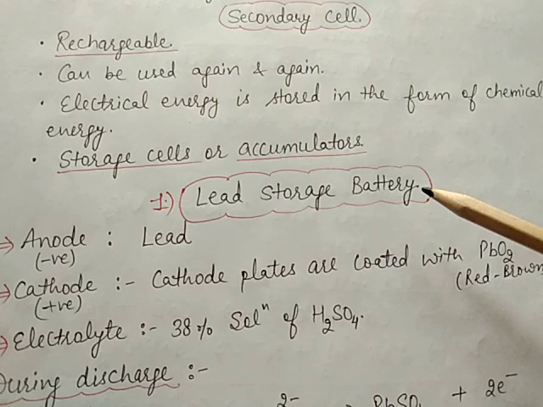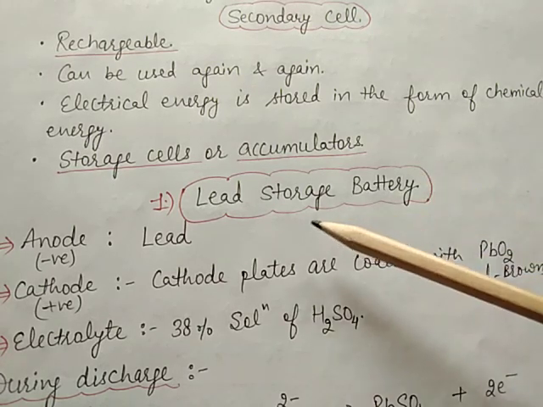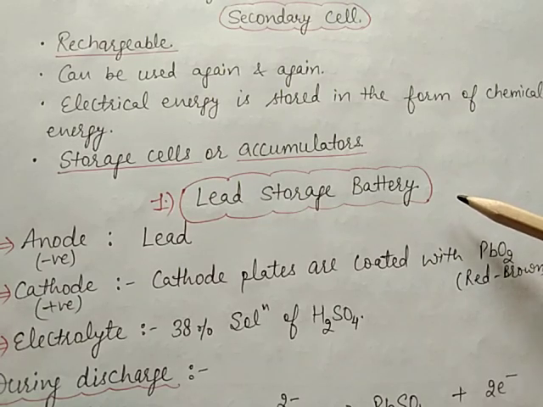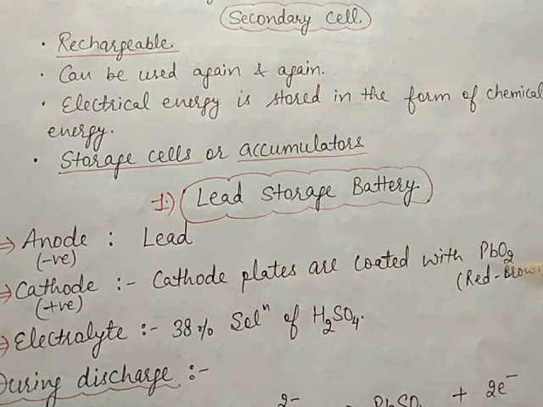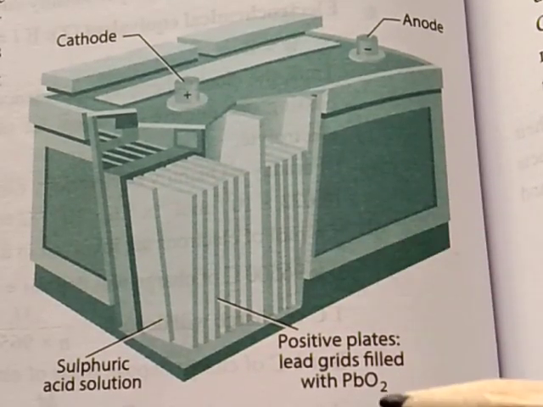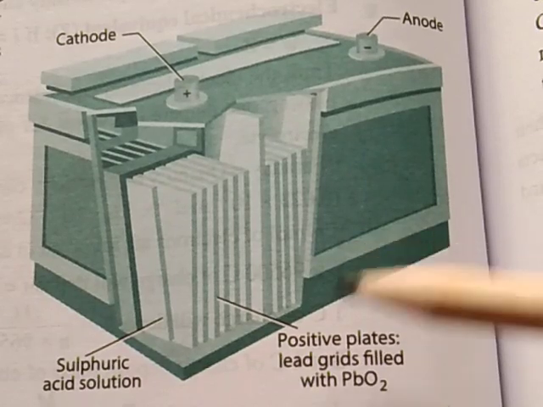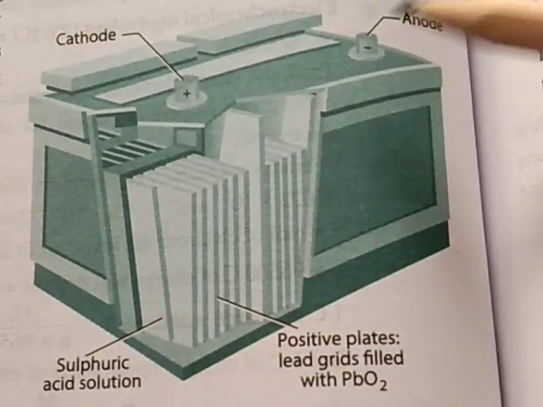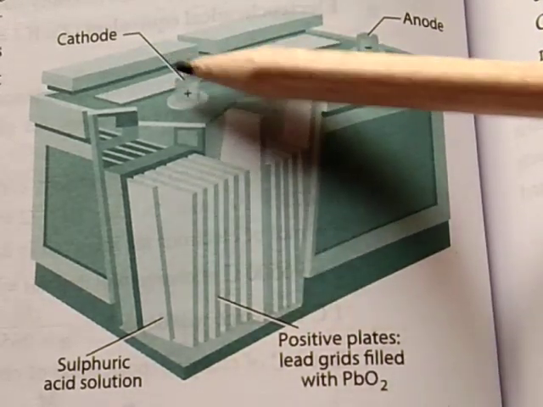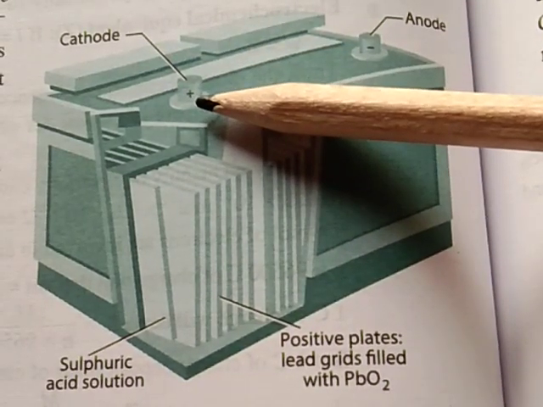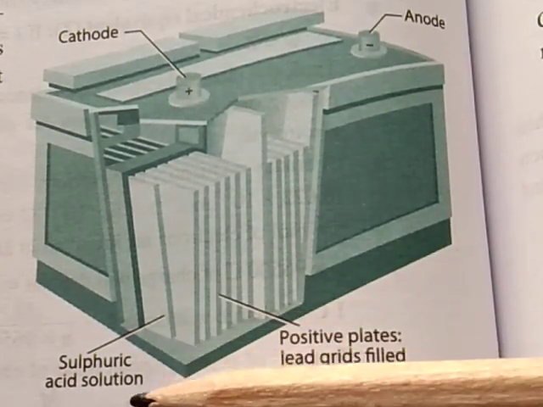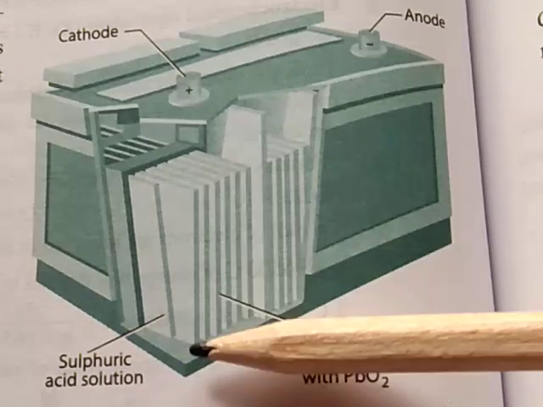Secondary cells are of two types. The first is the lead storage battery or lead accumulator. This is the lead storage battery. In this battery, there is an anode, which is the negative plate, and a cathode, which is the positive plate. And the electrolytic solution is sulfuric acid, H2SO4.